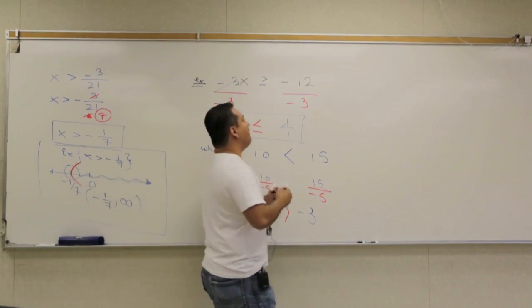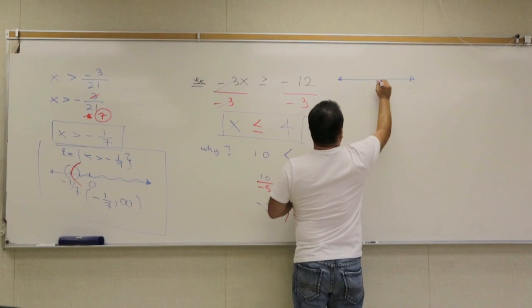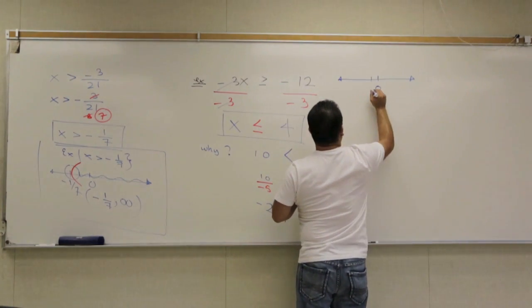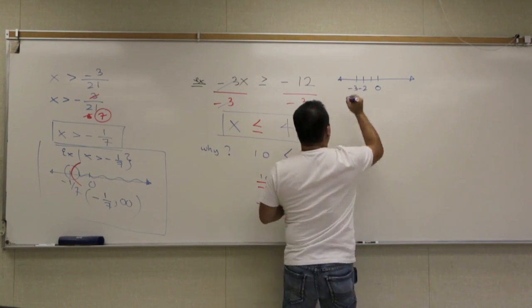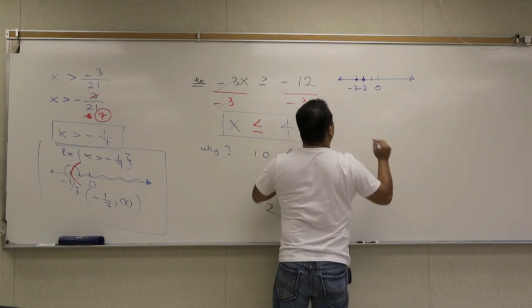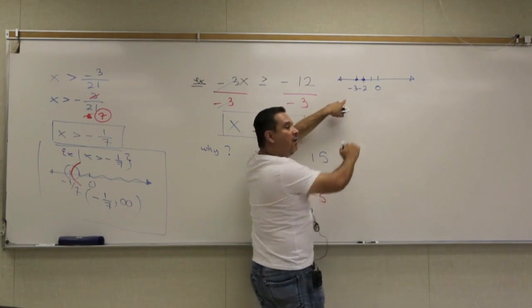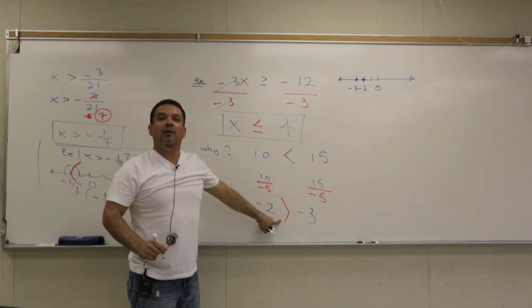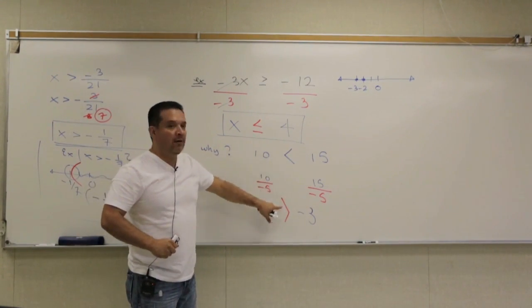Because when you try to find the larger number, you're going to deduce this. If this is 0, you have negative 1, negative 2, negative 3. So negative 2 would be right here, and negative 3 would be right here. Which number is on the right? Negative 2. So that one is larger.